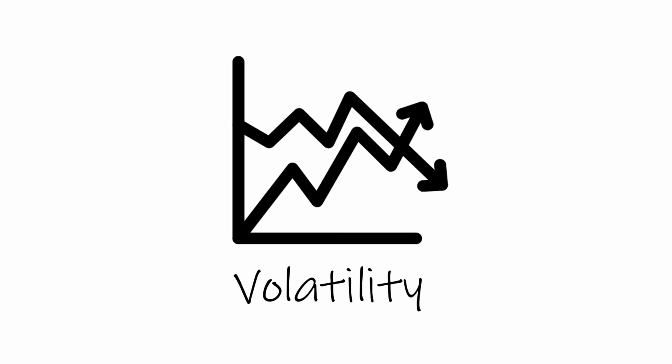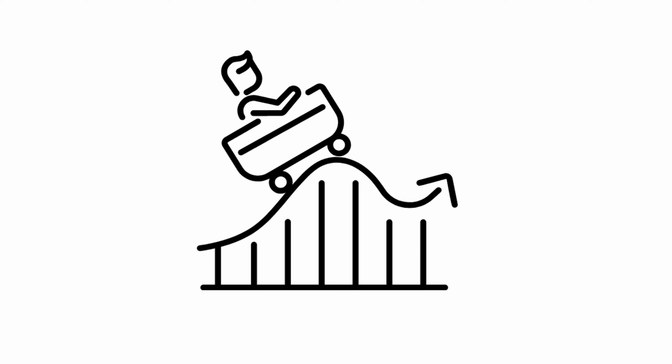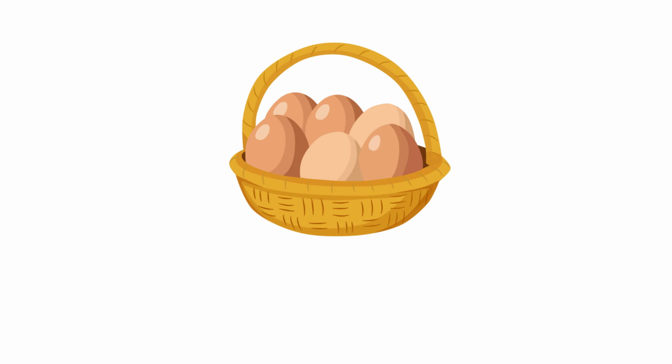Volatility. This means how much a stock price jumps around. High volatility is like a roller coaster, lots of ups and downs. Diversification. This means don't put all your eggs in one basket. Buy different types of stock, so if one goes down, others might go up.